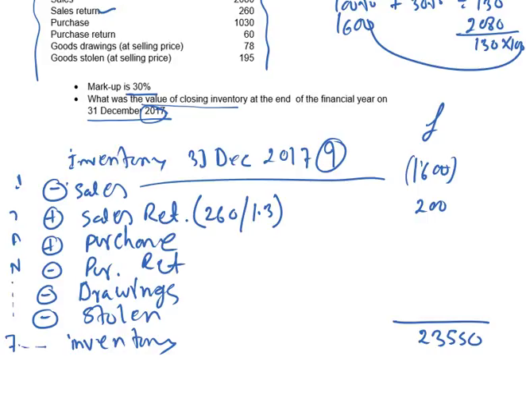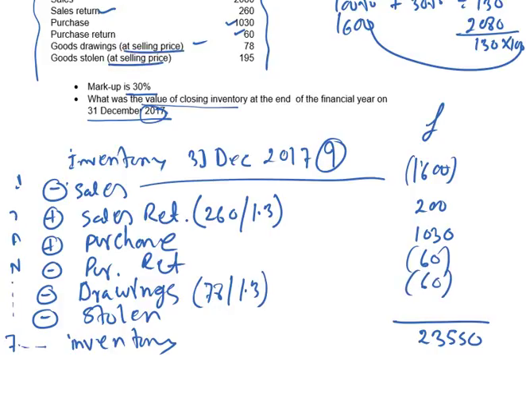Purchases is straightforward, 1030. This is cost price. Purchase return is also cost price, 60, and should be minus. Goods drawings is 78 divided by 1.3, you get 60, it should be minus. And stolen is also at selling price. Look at this, these two are at selling price, that's why we are dividing by our margin to get the cost price, and I get 150, and that's it.